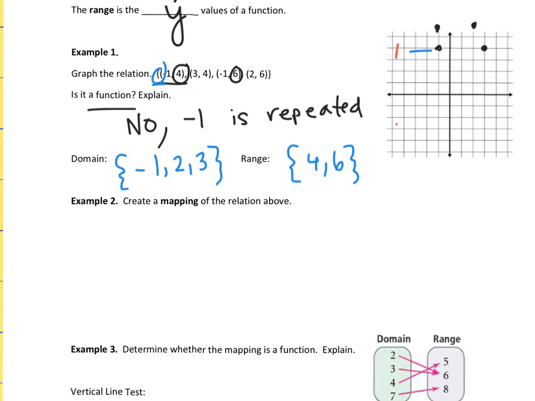To create a mapping, what you do is you write your inputs. So I list off my x's and my domain right here, which is -1, 2, and 3. And I list the range, 4 to 6. And I actually show the connection between each x value and the y value. So -1 goes with 4, 3 goes with 4, -1 goes with 6, and 2 goes with 6. So you can tell it's not a function either, because -1 is going to two different numbers. It doesn't matter that the 4 is repeated or the 6 is repeating. It only matters that the x is repeating up here.